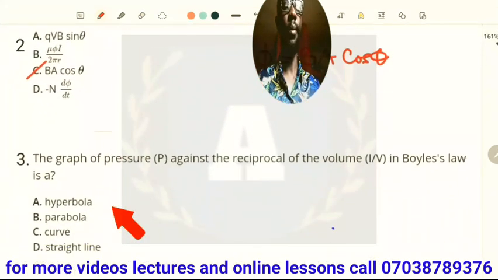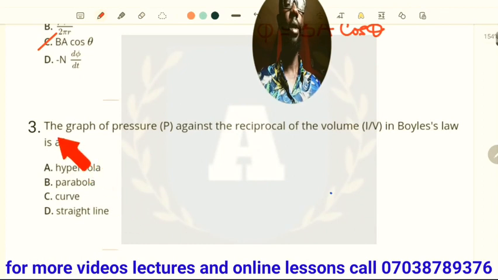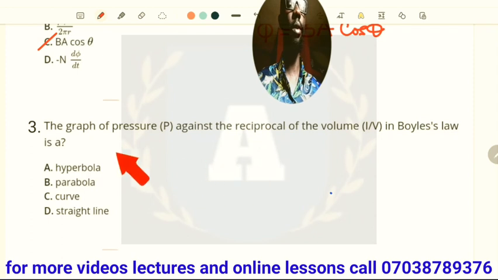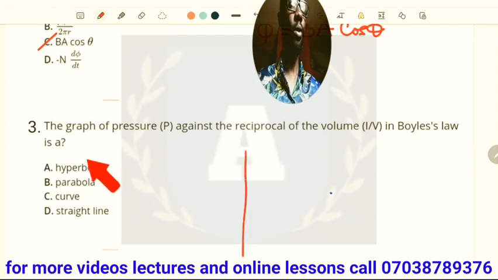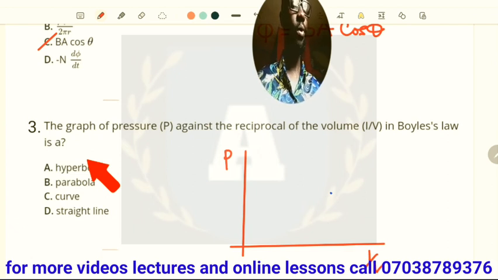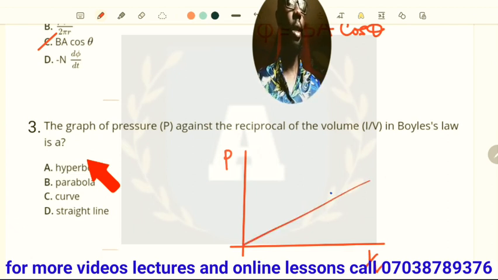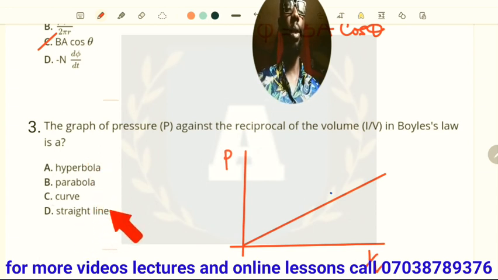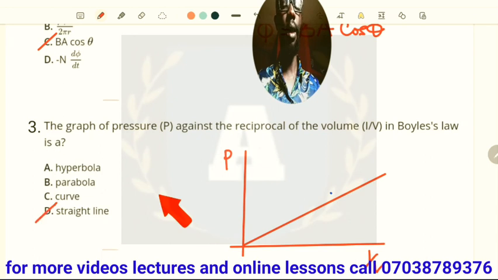Now quick one, the third question says the graph of pressure against the reciprocal of volume in Boyle's law is, okay, when you draw a graph of pressure on the y-axis and the reciprocal of volume, that is 1 over V, it's going to be a linear graph with respect to Robert Boyle's law. So the correct answer there is straight line, not hyperbola, not parabola, not curve. It's going to be a straight line.